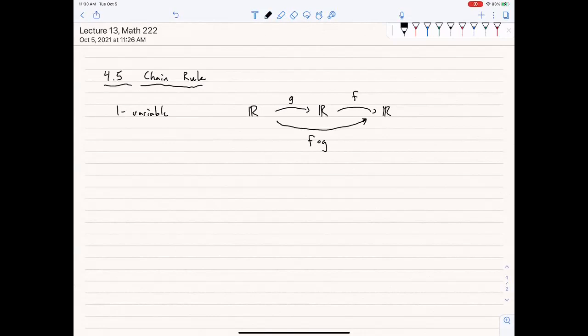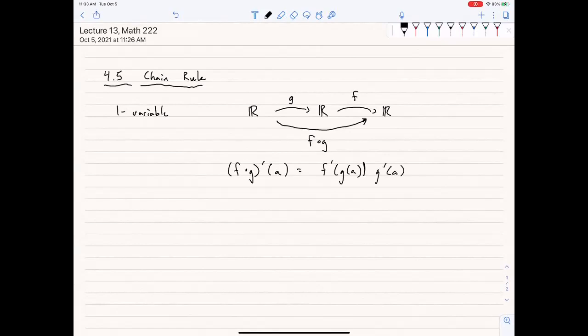Let's assume everything is differentiable. What you're allowed to do is take the derivatives of everything in sight. And so the chain rule is a formula that relates the different derivatives. If I take F composed with G and take its derivative at a point, say A, this is equal to F prime of G of A times G prime at A.